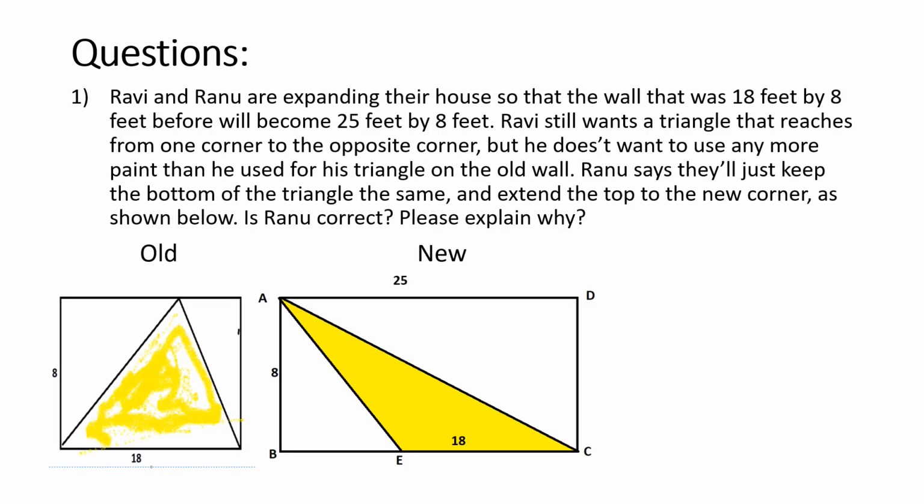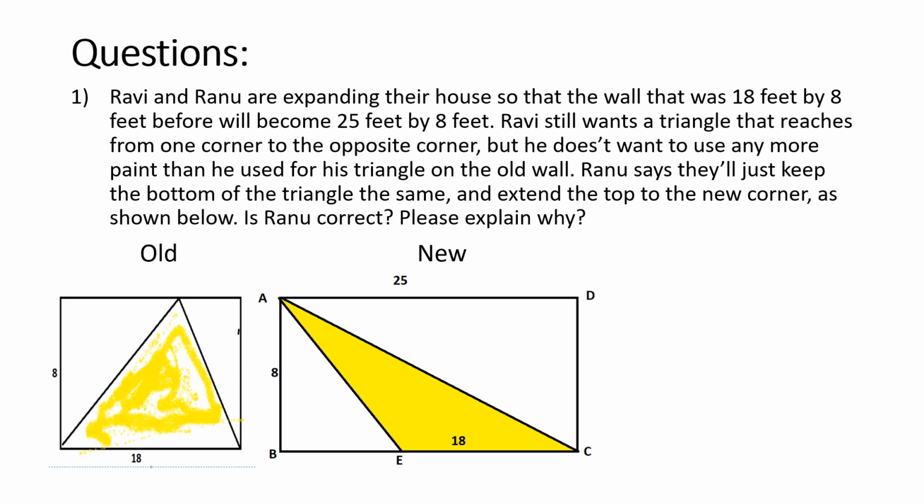Sample number 1. Ravi and Ranu are expanding their house so that the wall that was 18 feet by 8 feet before will become 25 feet by 8 feet. Ravi would still want a triangle that reaches from one corner to the opposite corner, but he doesn't want to use any more paint than he used for his triangle on the old wall.